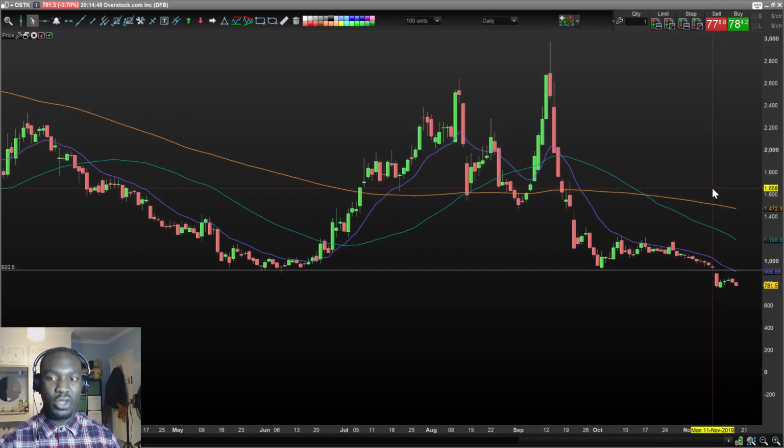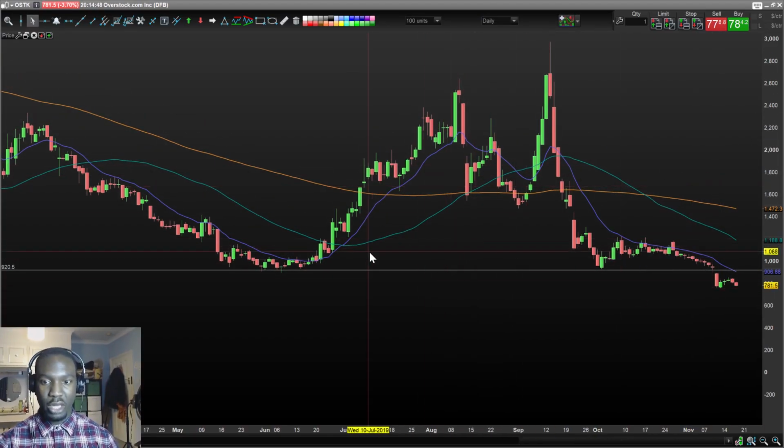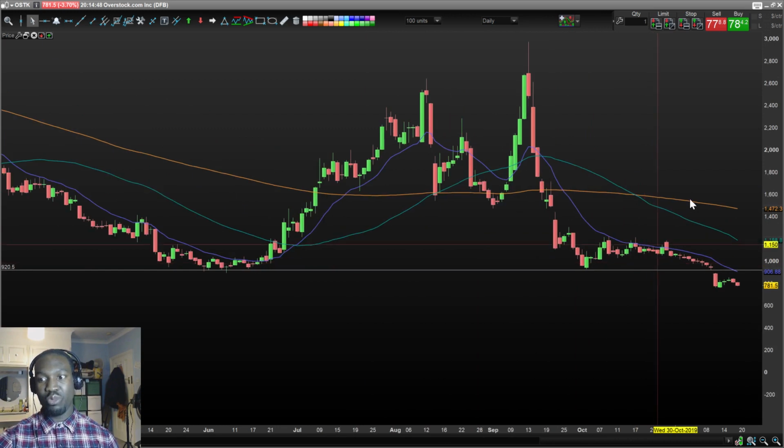So just to give a visual representation of what I meant, as you can see here, the blue line is the 50-day simple moving average, and unlike the 180-day simple moving average, it moves tighter to price. So when price is below the 50-day simple moving average, that's part of the criteria.